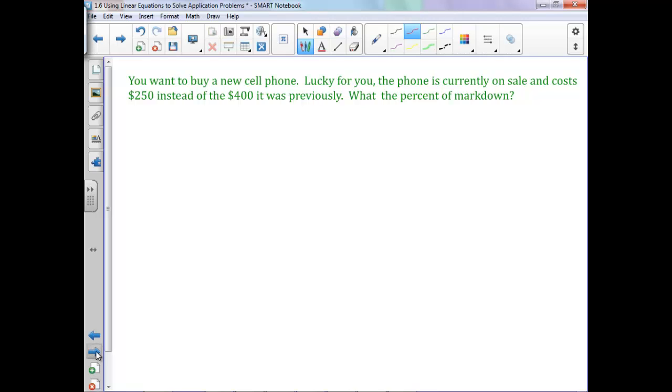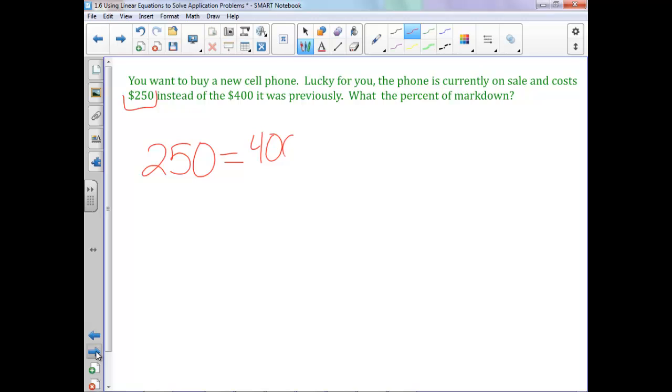Next up, now we're buying a phone. The phone is on sale. We know how much it is right now. We know how much it was previously. We want to know how much was it marked down as a percent. So we know what we're going to pay is this $250. That's what we're paying. And this is what it cost before.